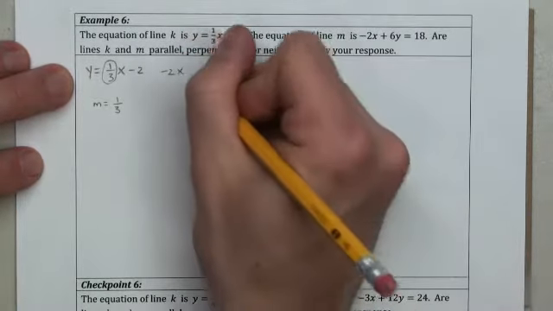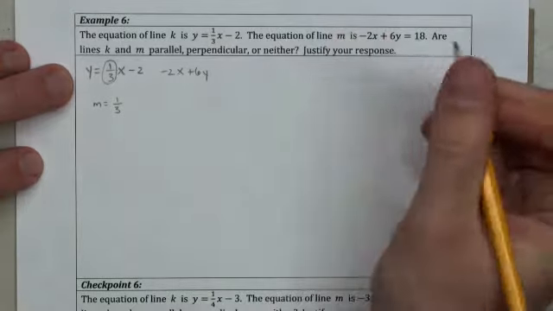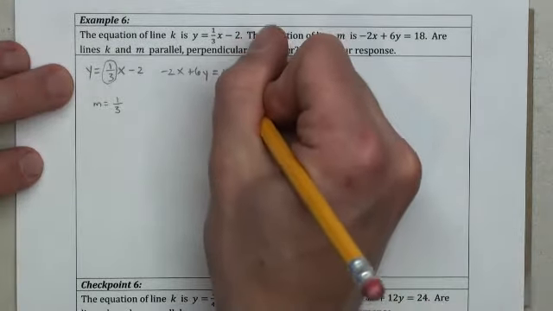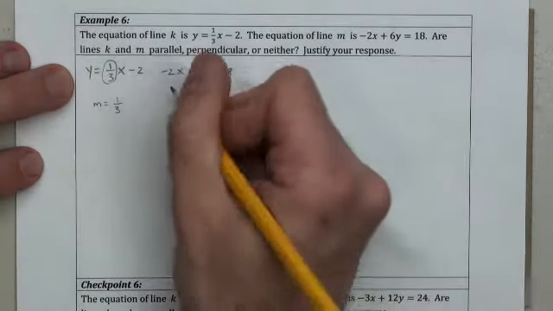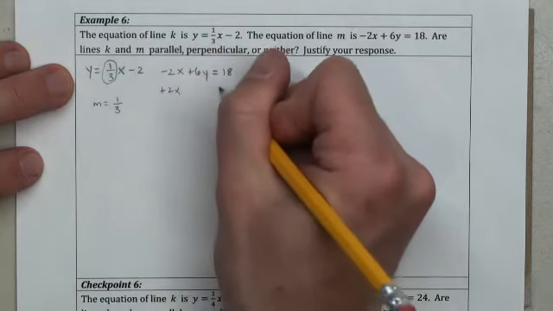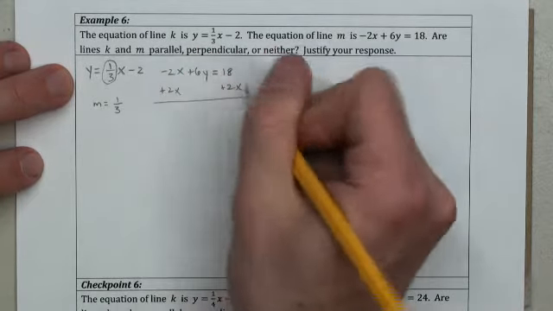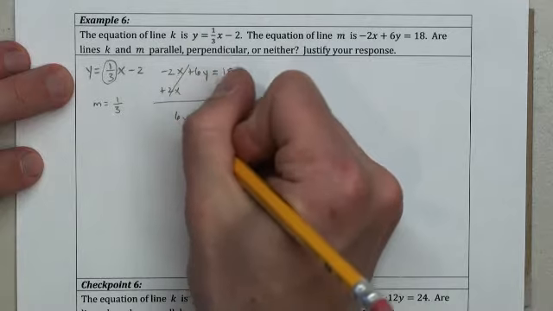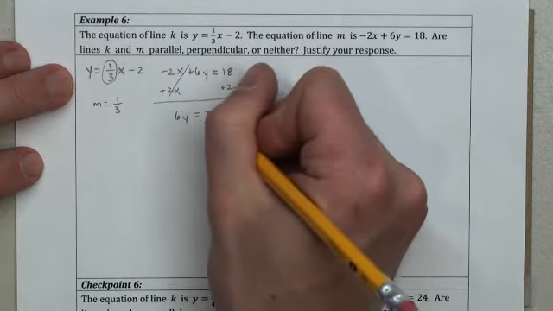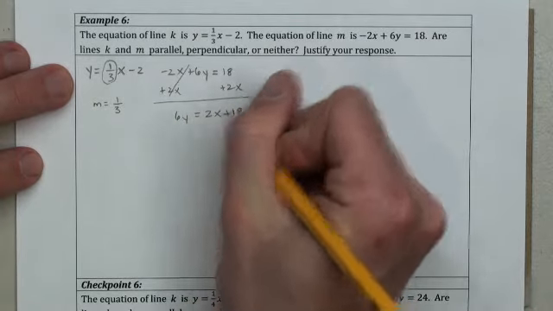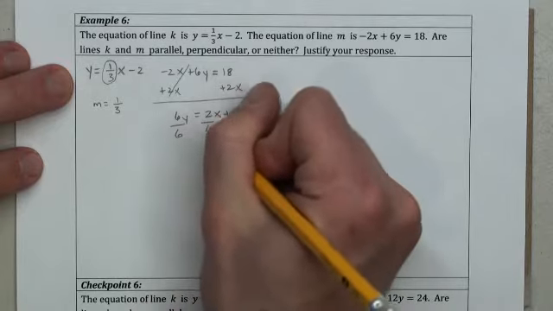Let's take the other problem. Negative 2x plus 6y equals 18. Let's add 2x to both sides, and we get 6y equals 2x plus 18. Now let's divide everything by 6.